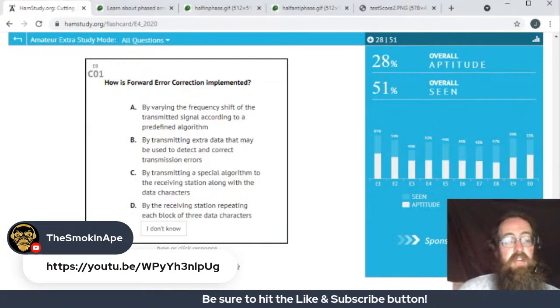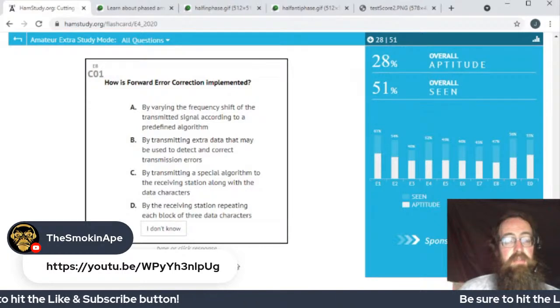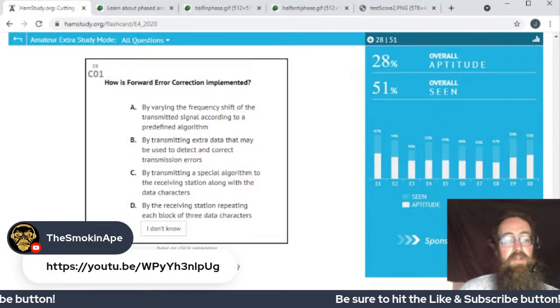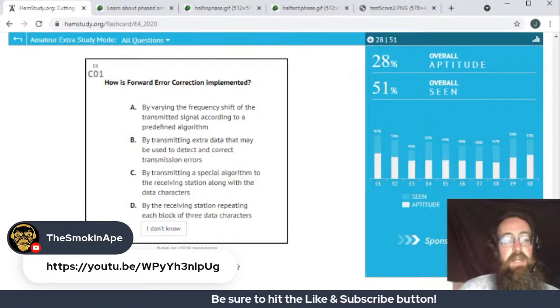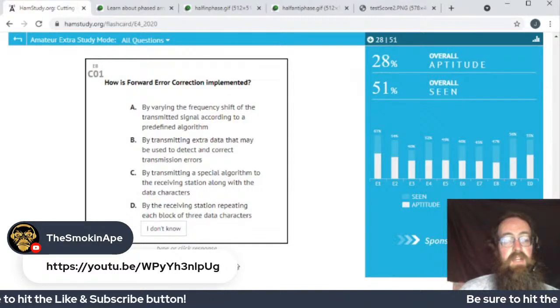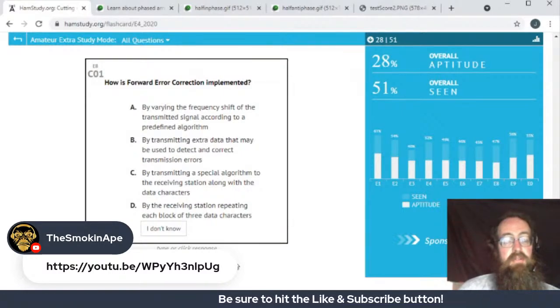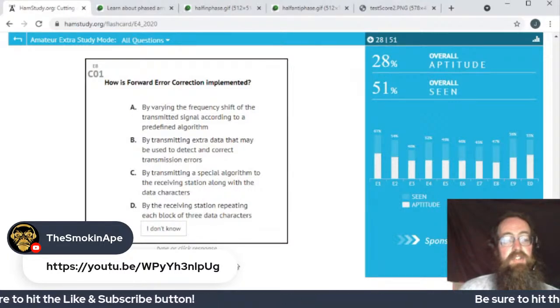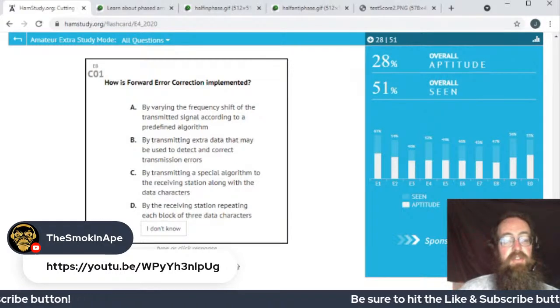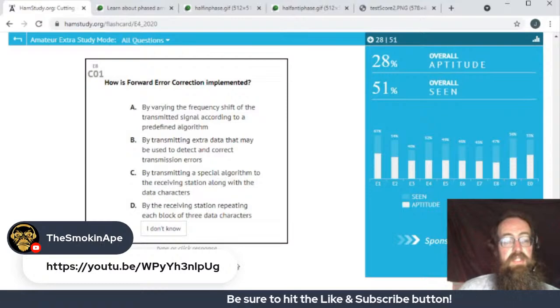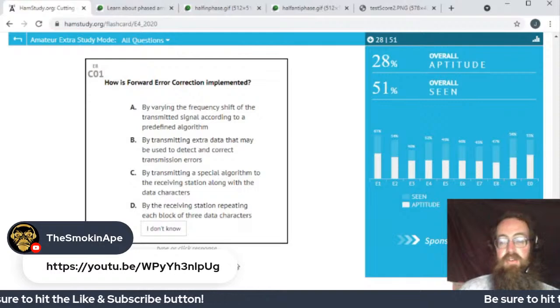How is forward error correction implemented? A, by varying frequency shift of transmitted signals according to a predefined algorithm. B, by transmitting extra data that may be used to detect and correct transmission errors. C, by transmitting a special algorithm to the receiving station along with data characters. D, by the receiving station repeating each block of 3 data characters.